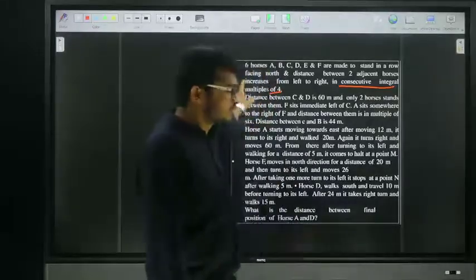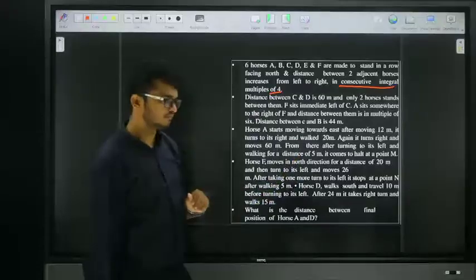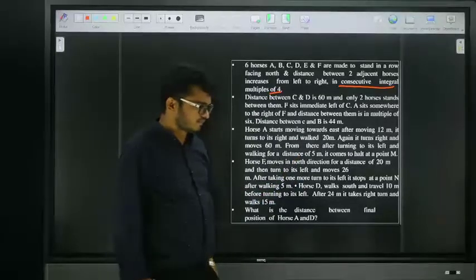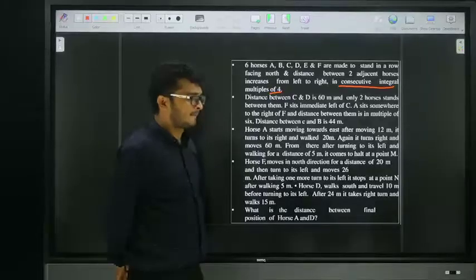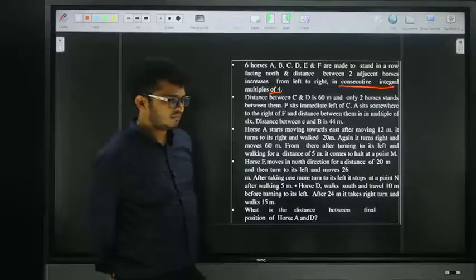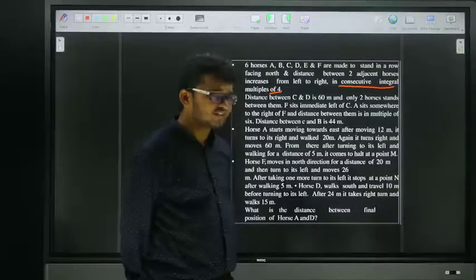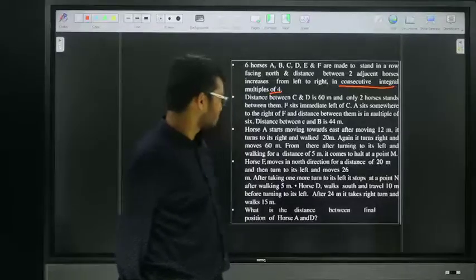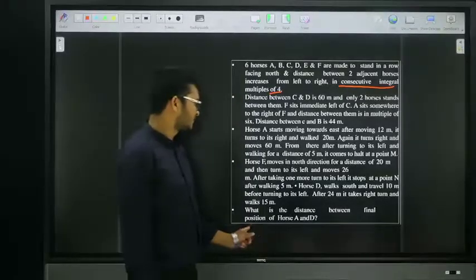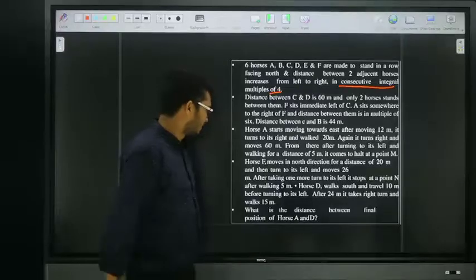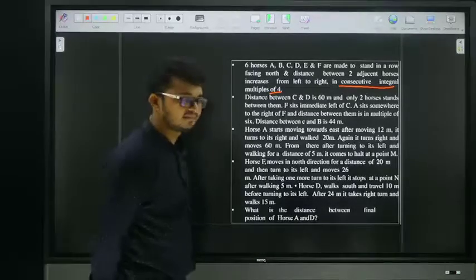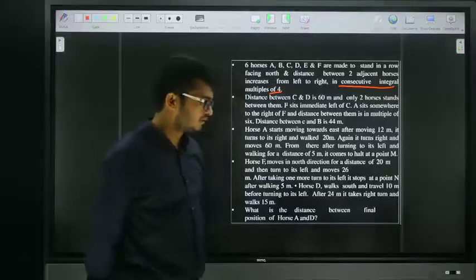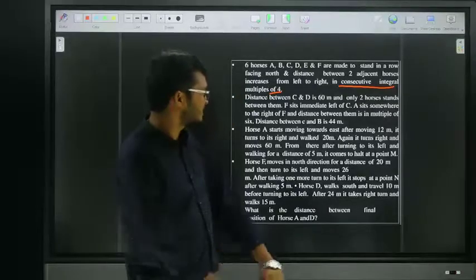Next, try to solve this question. Friends, same model. After completion, give the answer for the given question. What is the distance between the final positions of horse A and D?